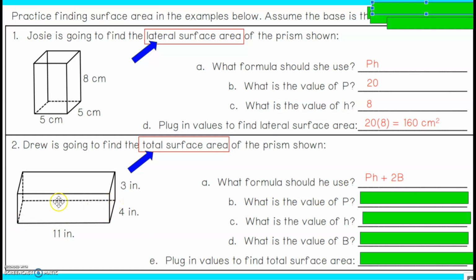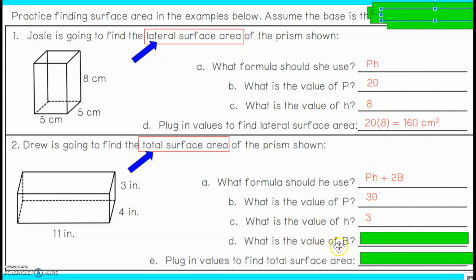Well, the other side is going to be 11 and 4. So 11 plus 4 is 15. 15 times 2, because I need all 4 of these sides, is going to give me 30. Now, if I said this was my base and this was my base, what connects them is this 3. So our height of our figure is going to be 3.